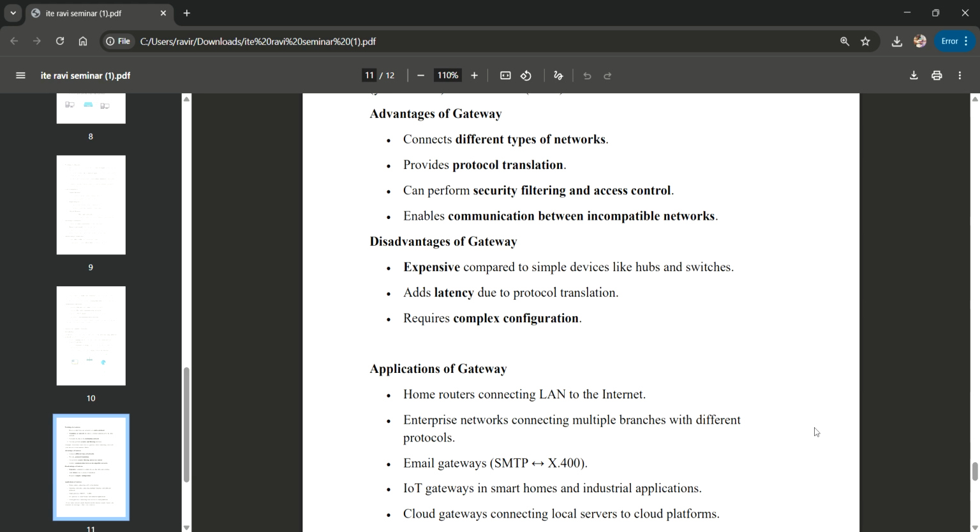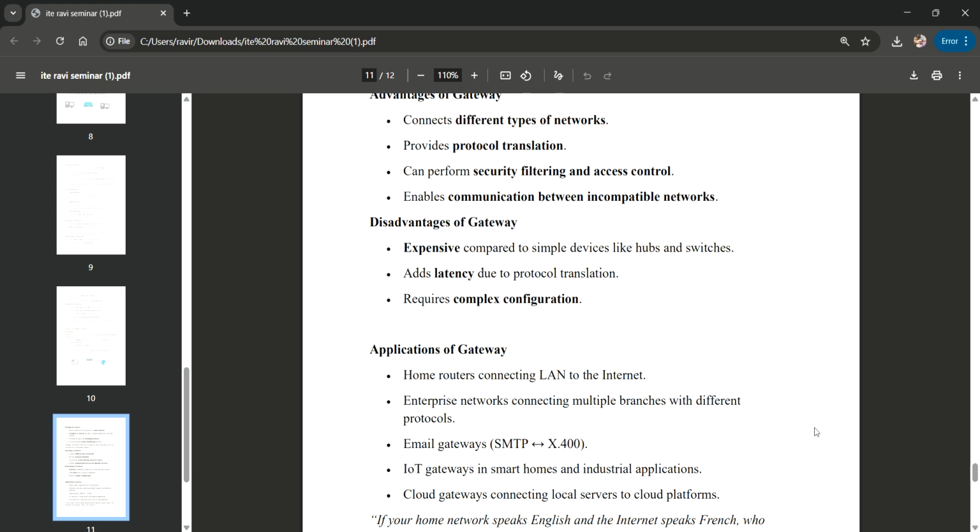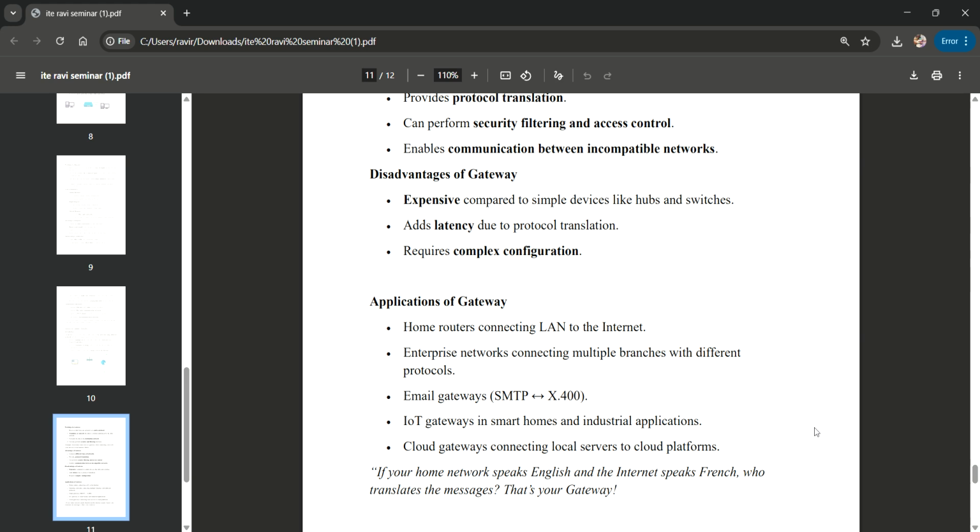Applications of gateway. It is used in home routers for connecting the LAN to the internet. It is used in enterprise networks for connecting multiple branches with different protocols. Gateways are used for email transfers, and IoT gateways are used in smart homes and industrial applications. Cloud gateways are used for connecting local servers to cloud platforms.